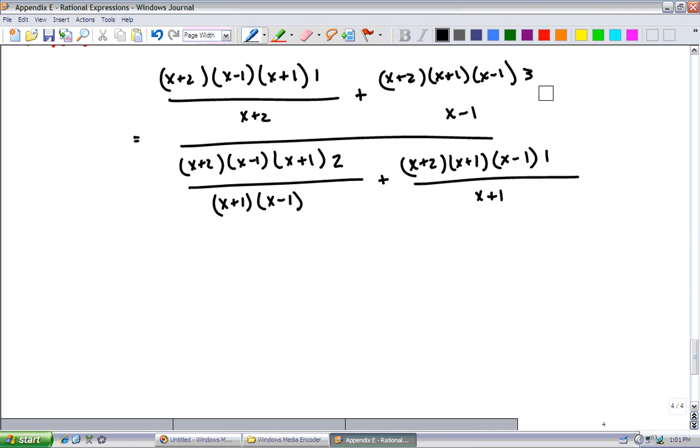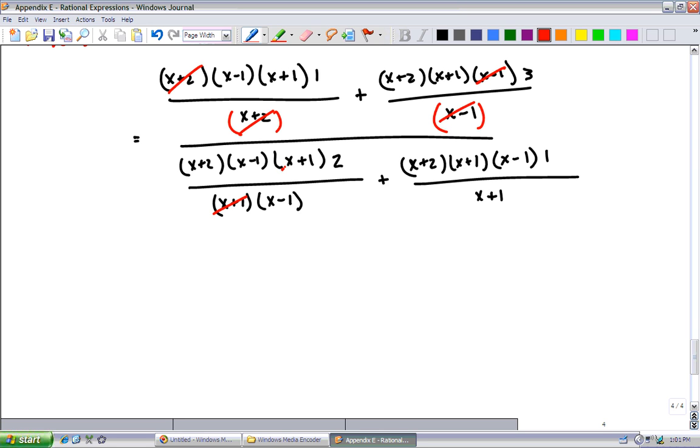Now that we do this, we've got to look at how this thing simplifies. Okay? So you have an x plus 2 here and x plus 2. Those will cancel. You have an x minus 1 and x minus 1. Those will cancel. And we can only look at each individual fraction for canceling here. No cross-canceling or anything like that. You can't do it anyway.